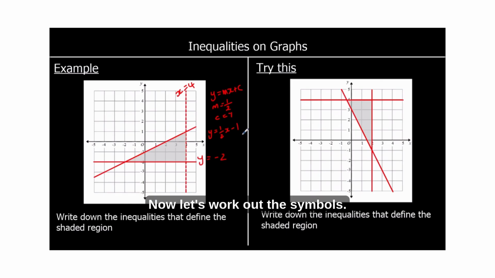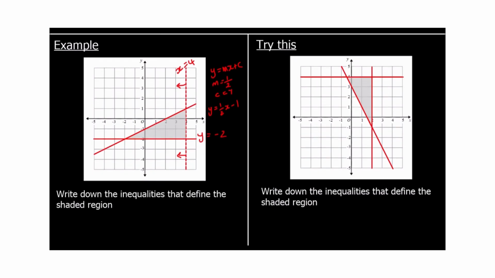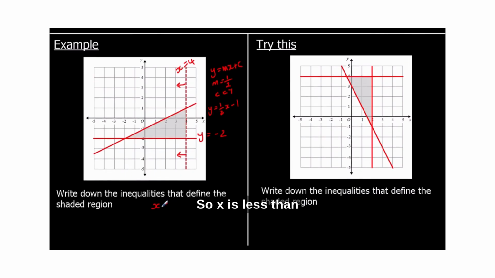Now let's work out the symbols. So for x equals 4, the region is to the left, and that means less than. So x is less than, to the left. X goes up to the right and down to the left. So that's x is less than 4. It cannot equal it. It's a dotted line, so it's not got an or equal to symbol.